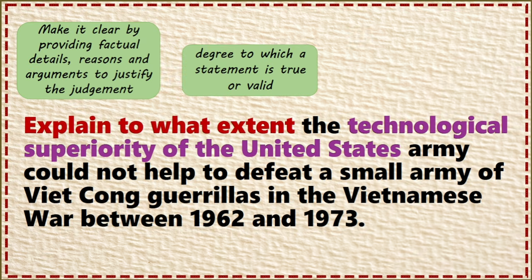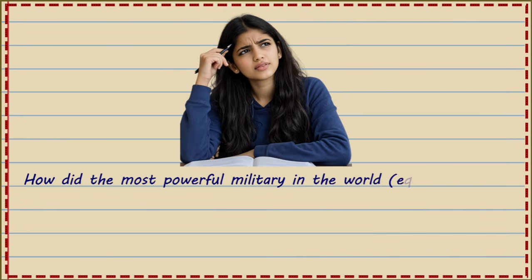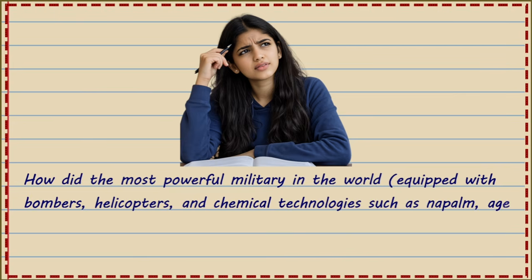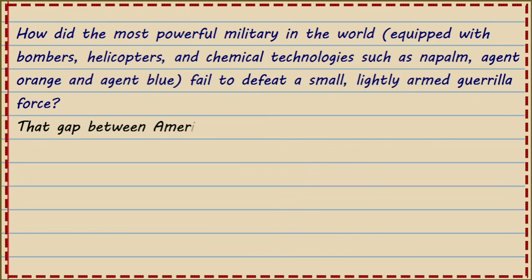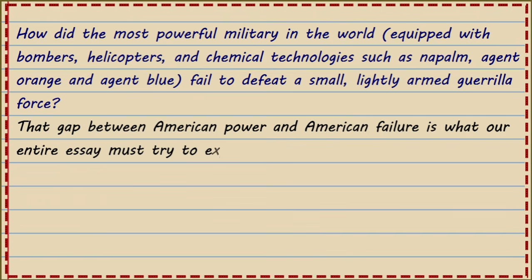The question also describes the Viet Cong as a small army of guerrillas. That is not an accident or an unnecessary lengthening of the question. The examiner is pointing you directly at the puzzling part of this war. How did the most powerful military in the world, equipped with bombers, helicopters, and chemical technologies such as napalm, Agent Orange, and Agent Blue, fail to defeat a small, lightly armed guerrilla force? That gap between American power and American failure is what our entire essay must try to explain.